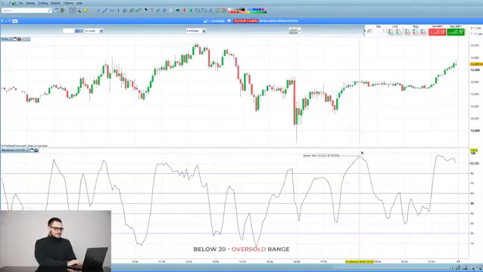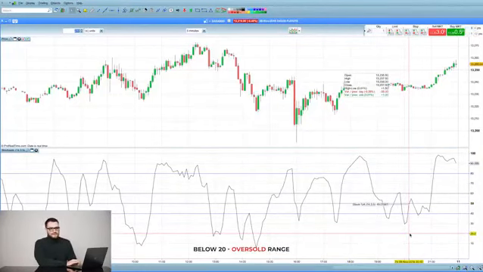Readings under 20, this line right here, are considered oversold. However, these are not always indicative of impending reversal. Very strong trends can maintain overbought or oversold conditions for an extended period of time.